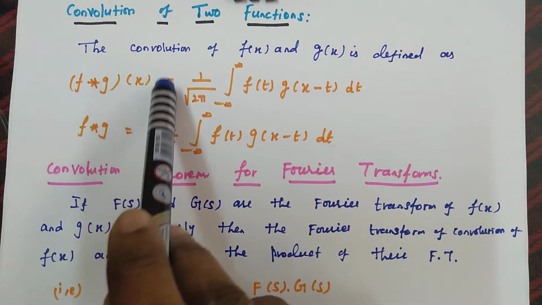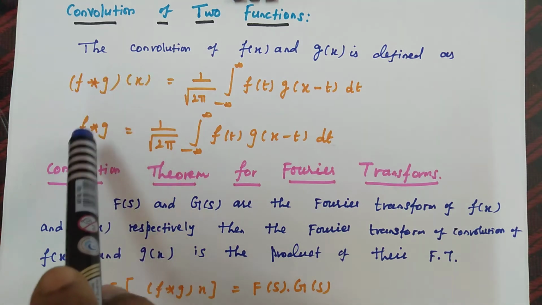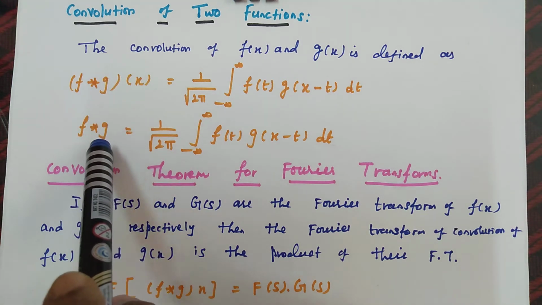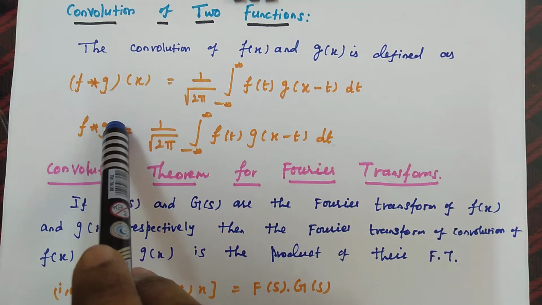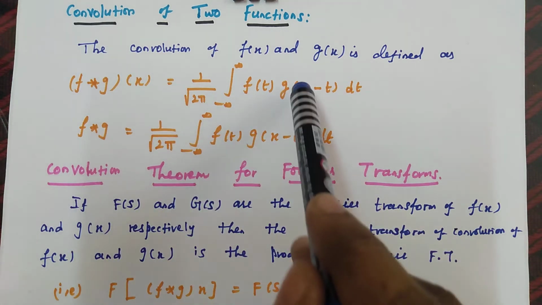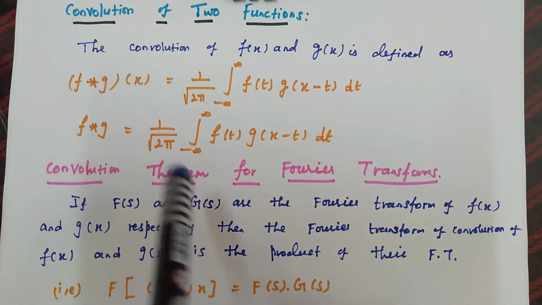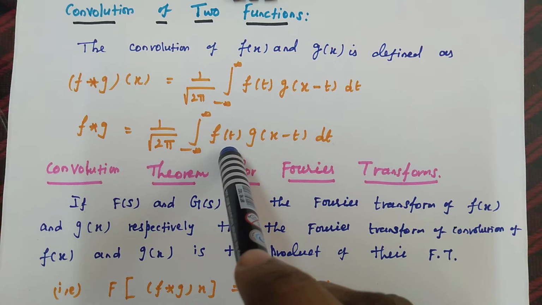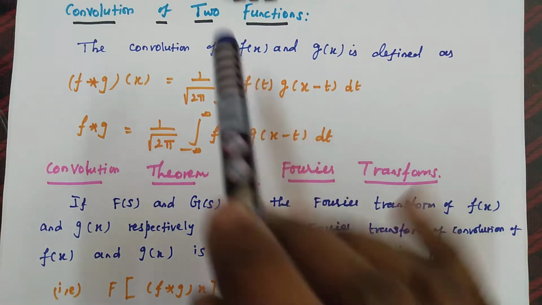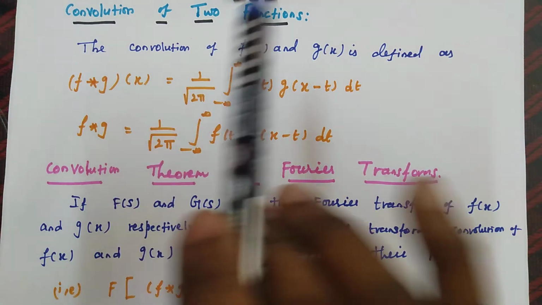Instead of writing it like this, it is understood with only f star g. That is also understood for convolution. It doesn't mean that here we are supposed to write x; it is obviously understood that the function is in x, which is equal to 1 by root 2 pi integral from minus infinity to plus infinity f of t g of x minus t dt. So this is the convolution of two functions.